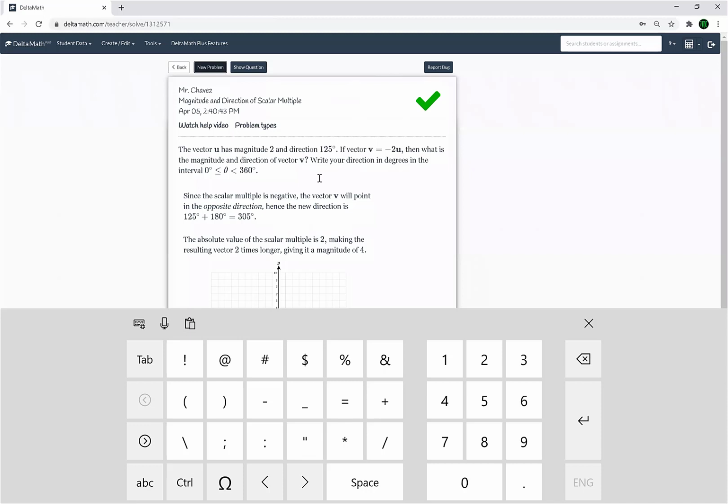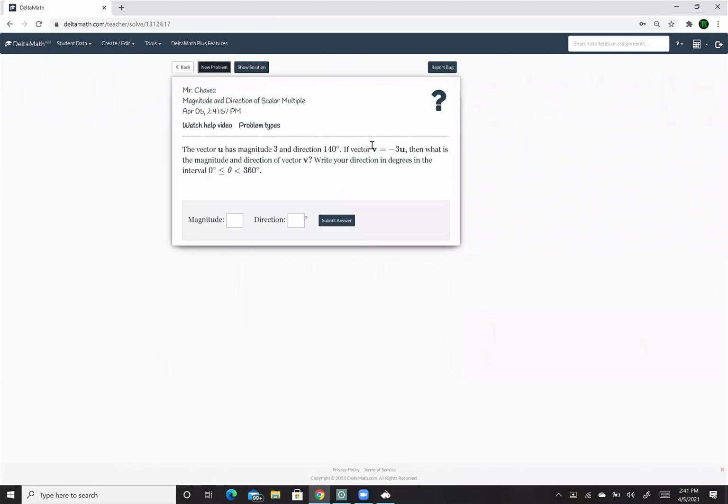Do you guys think you got this topic pretty good? Like this one in particular, or do you want me to do one more? Pretty good? One more? Okay, one more. So let's see what we get. I'm going to see if I can get a negative one. Look, I got a negative one.